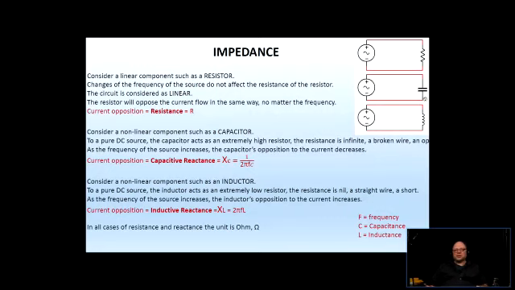So to a DC signal or to DC power, the capacitor is going to act as an open circuit. What does that mean? An open circuit is basically where there's no continuous path for the electrons to flow, for the current to flow. So if that's the case, it's considered an open circuit.